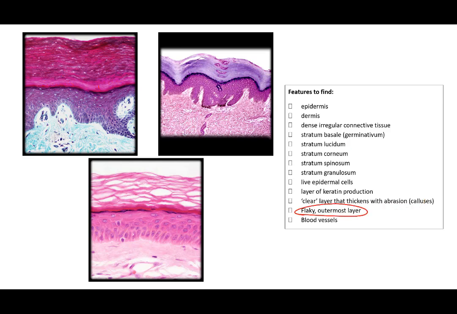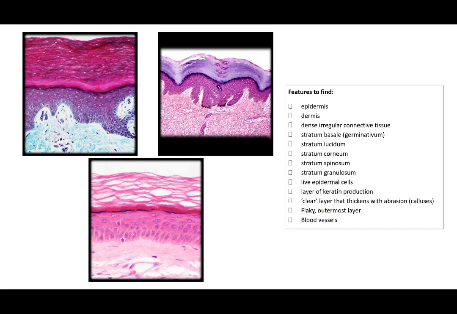Our flaky outermost layer, the stratum corneum. We can really see how flaky that layer is. We can see it peeling off up here, and the corneum is up here. And I put blood vessels on here. Technically, this is little red blood cells, so there's some vessels down in here. We don't really see the blood vessels.